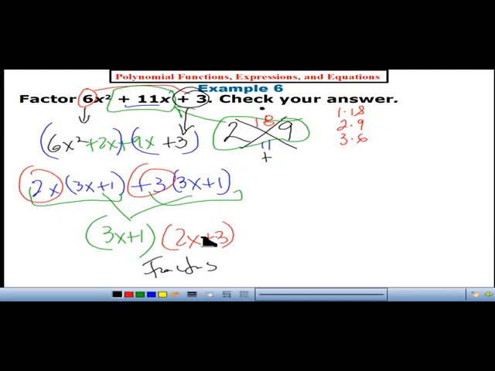I'm still confused. How did you get 3x plus 1 and then 2x plus 3? Okay, so the question is, what is the same here and here? What looks the same?